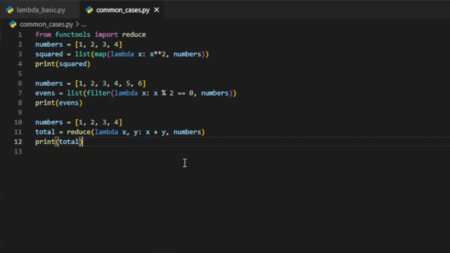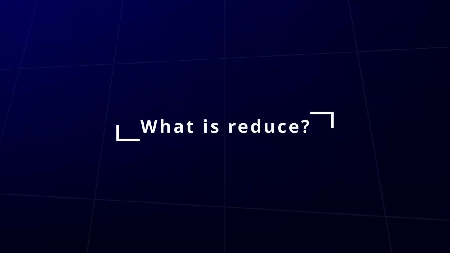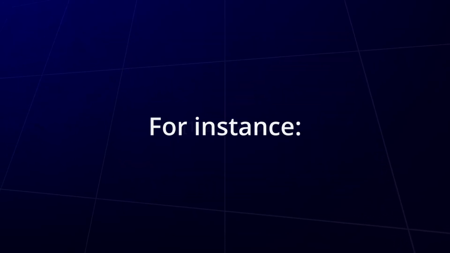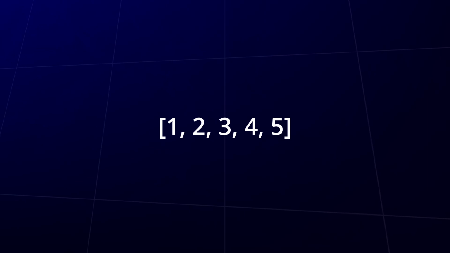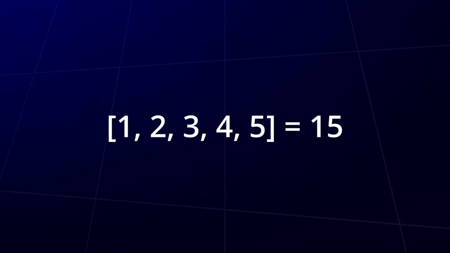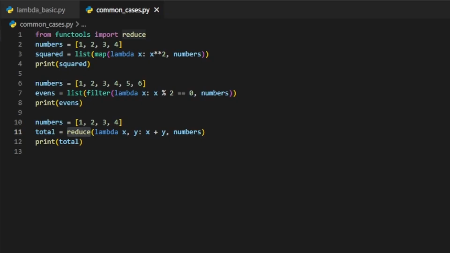Using reduce from functools. Before we jump into the example, let me quickly explain what reduce does. If you haven't seen it before, reduce takes a list and continuously combines its elements until only a single value remains, kind of like a snowball running downhill. For instance, summing 1, 2, 3, 4, and 5 using reduce will result in 15. This function allows you to condense an iterable into a single value. Now, using a lambda function, you would have something like this.